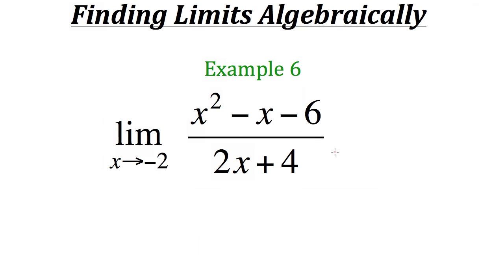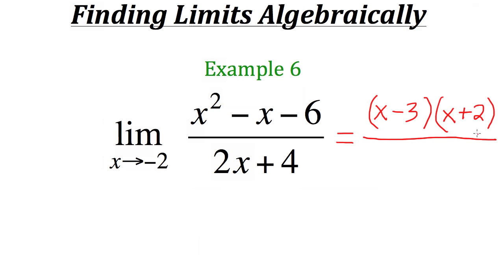And probably one of the most common ways of doing that is by factoring. So for example, we could factor the top part of our function into two binomials. Now, if you don't remember how to do this, you'll have to refer to our tutorial on factoring. Now, in this case, we could take our numerator and factor it out to be x minus 3 times x plus 2. And as for the bottom, we could factor out a 2 from both of these terms, leaving an x plus 2.